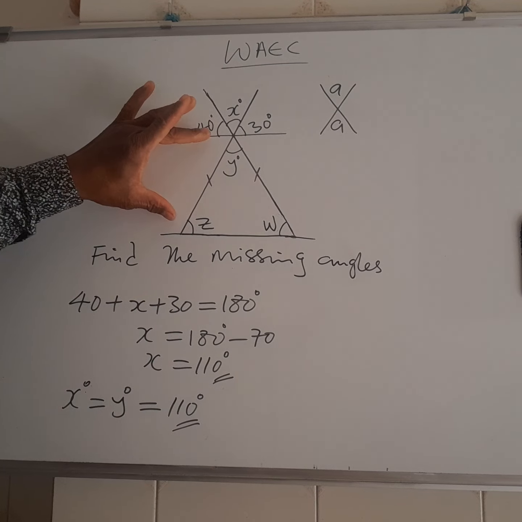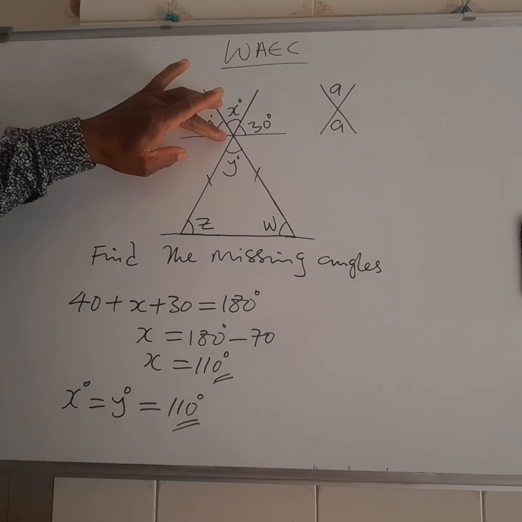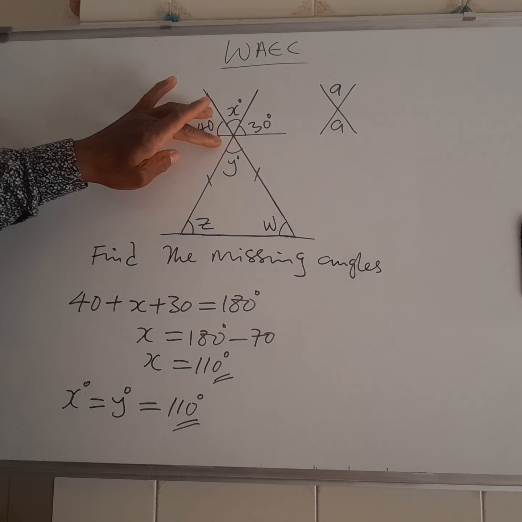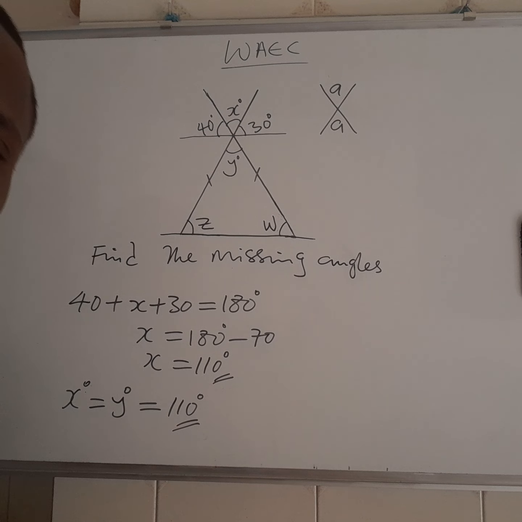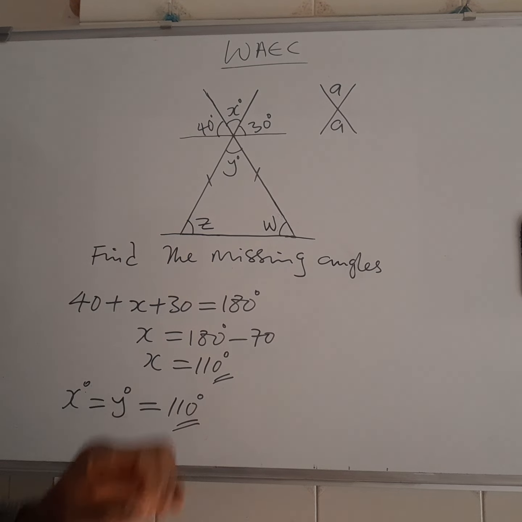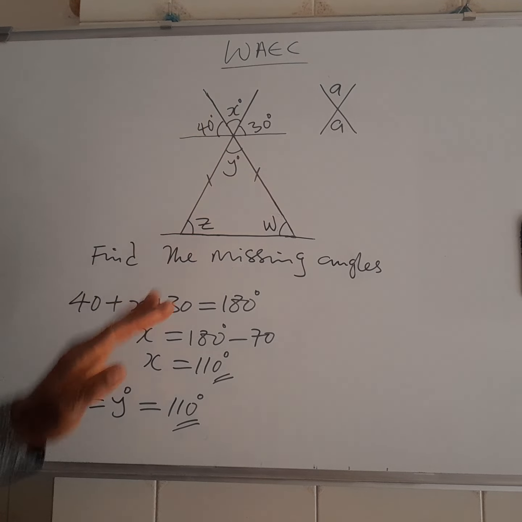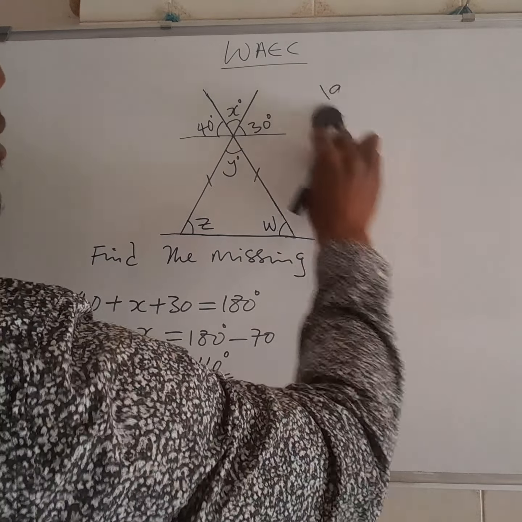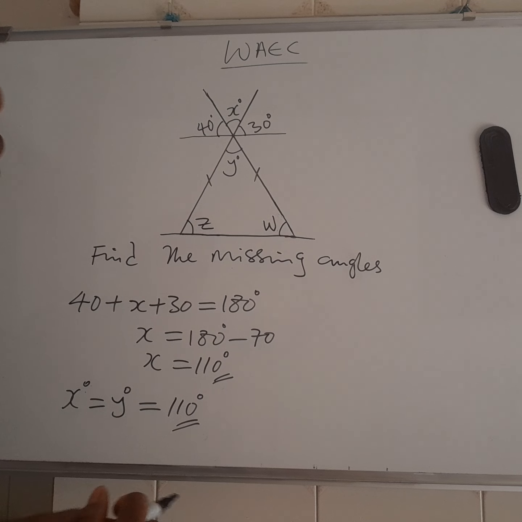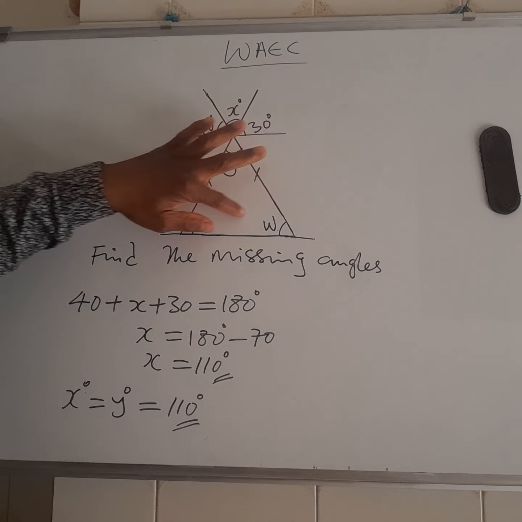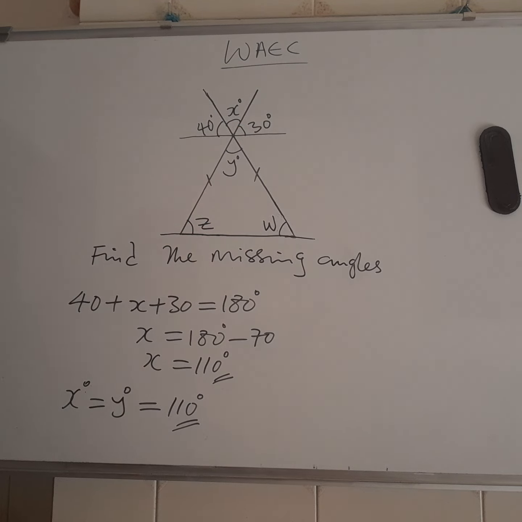So you come back to this very diagram, you observe that from here to this point forms a triangle. And if you look at it well, the two sides of the triangle are marked, telling you that it is an isosceles triangle. And in an isosceles triangle, the base angles are always equal. So if the base angles of an isosceles triangle are equal, we can use the sum of angles in a triangle to get the value of the base angles.